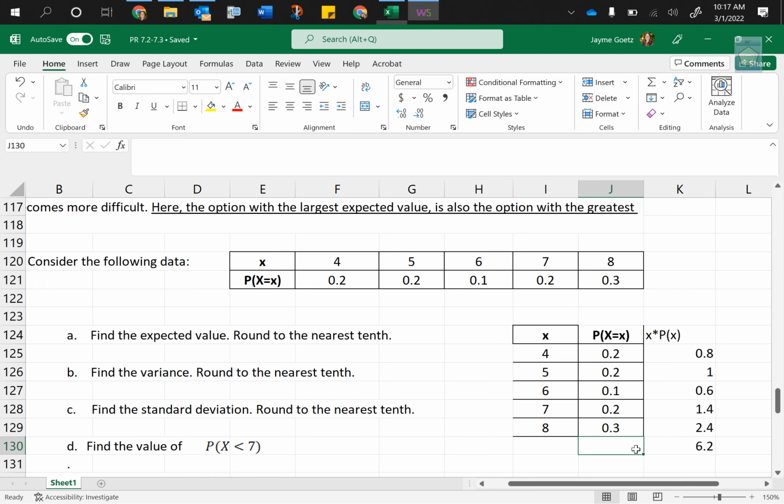Now I'm going to show you another neat little trick here. Letter A wants me to find the expected value. I found it over here. You could have found it over here. That would have worked. That would have been no problem. But watch what I'm going to do instead. This is where I want my answer.